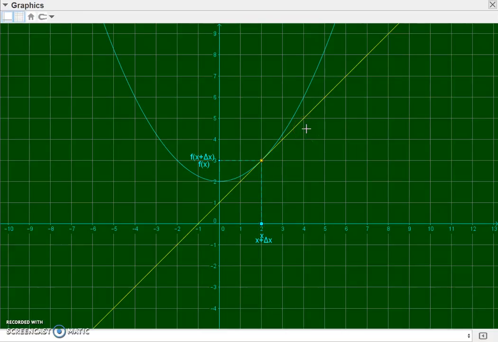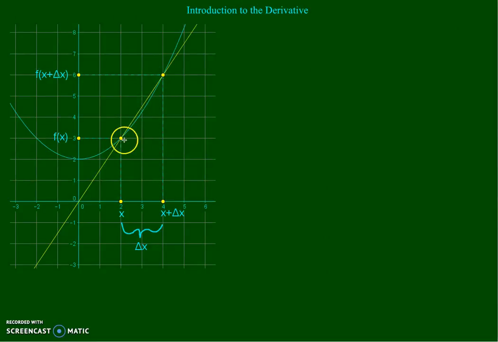So let's go back and see if we can figure out what all this stuff means. We're talking about the slope of this secant line. So the slope of the secant line is given by the change in y over the change in x. In the context of our diagram here, the change in y is going to be this value minus this value. So this distance minus this distance gives us this change in the y value. So what we have is f of x plus delta x minus f of x over the change in the x values.